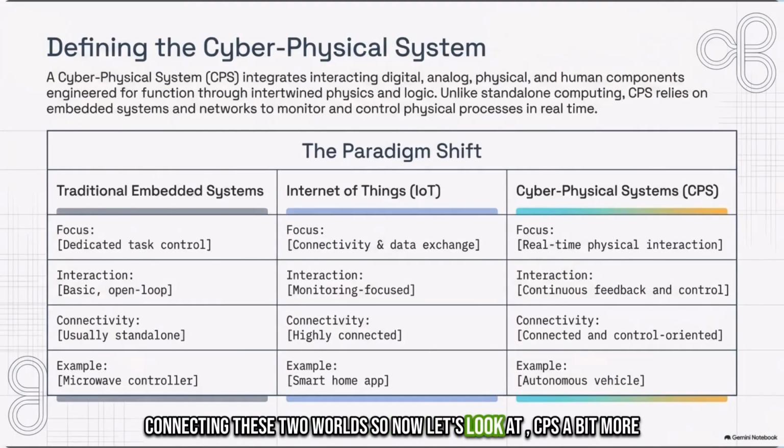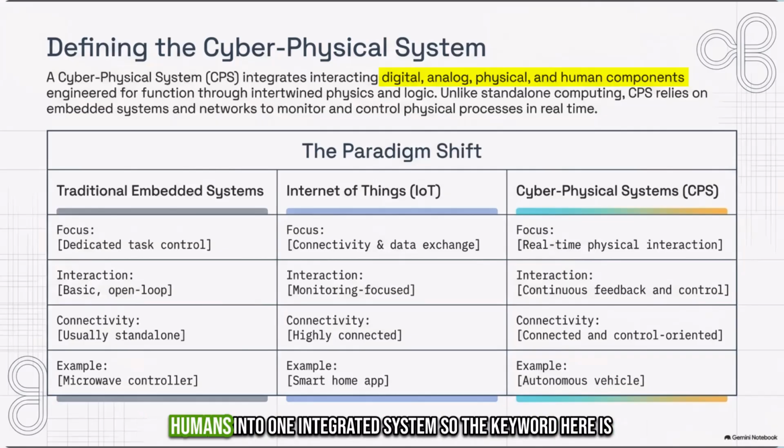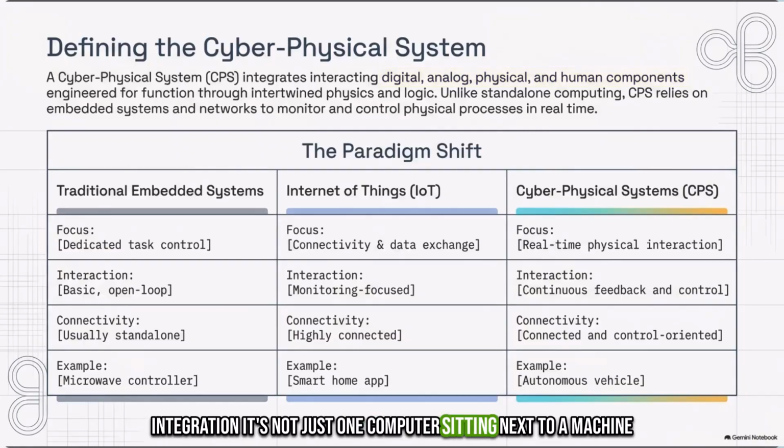So now let's look at CPS a bit more in depth. A cyber physical system combines digital components, physical components, sensors, communication, and sometimes even humans into one integrated system. So the keyword here is integration. It's not just one computer sitting next to a machine. The computer and the physical system are continuously affecting one another.